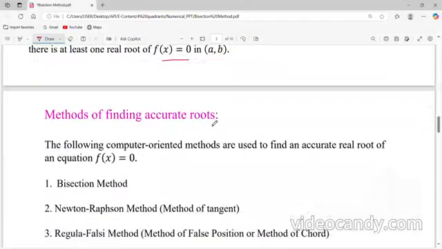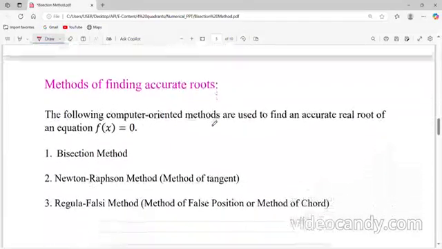Methods of finding accurate roots. In this syllabus, in this chapter, we will discuss three important methods. The following computer-oriented methods are used to find an accurate real root of the equation f(x) = 0: the bisection method; the Newton-Raphson method, another name is the method of tangent; and the regula falsi method, method of false position, or method of chord. Today we will discuss the bisection method first.